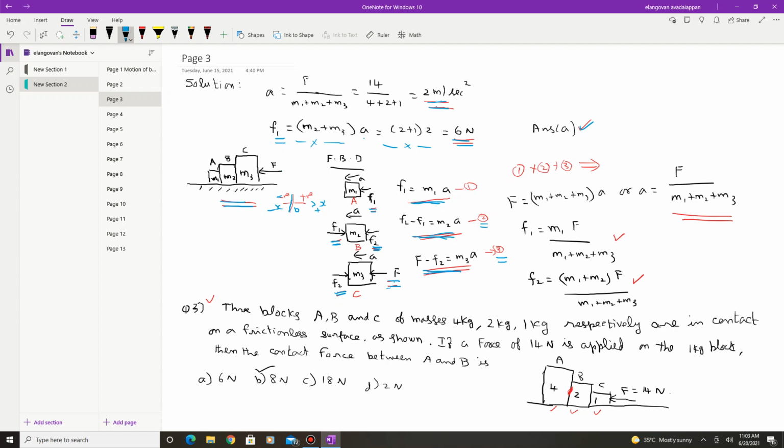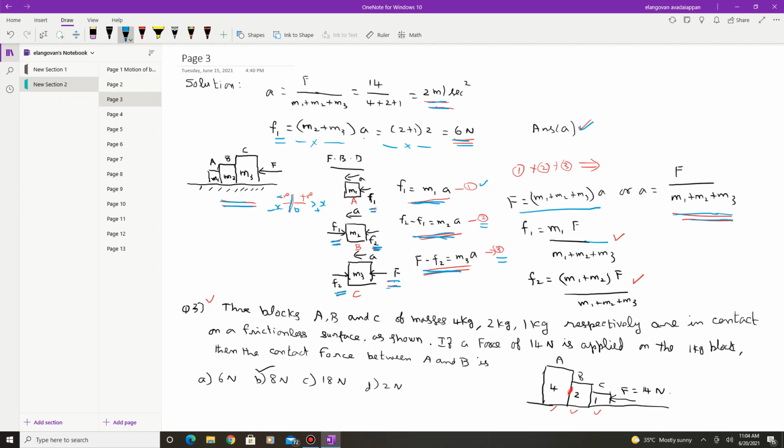Now let us calculate the acceleration. Once you add all three equations, you will get F equal to this expression. From this, acceleration is equal to the total external force divided by the total mass, so F divided by m1 plus m2 plus m3 is the acceleration. Now if we substitute the value of acceleration in equation 1, then F1 is equal to m1 times F divided by m1 plus m2 plus m3. So this is the contact force between A and B.